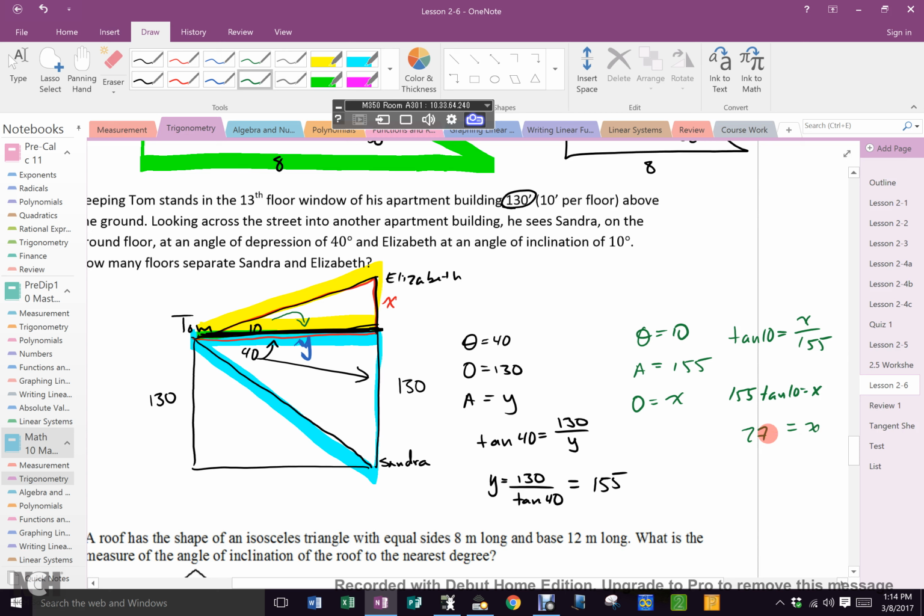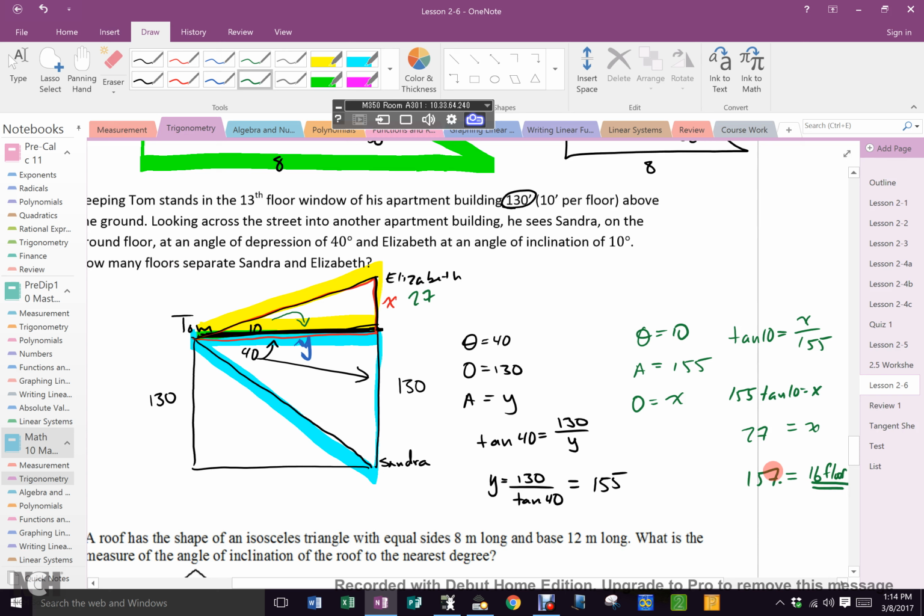Now you guys are smart kids. That's 27. This was 130. When I add them together, I get 157, don't I? The question isn't how many feet, it's how many floors. 10 feet per floor, so it was 16 floors.